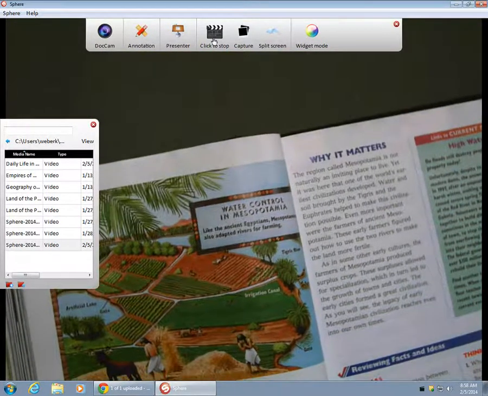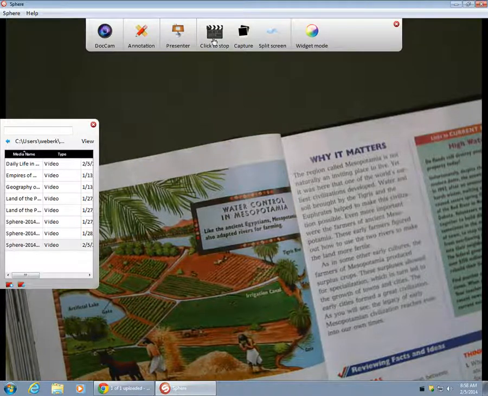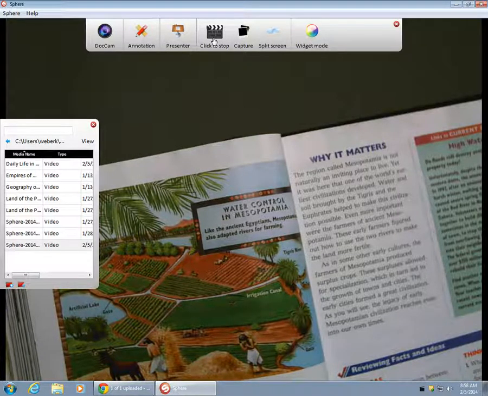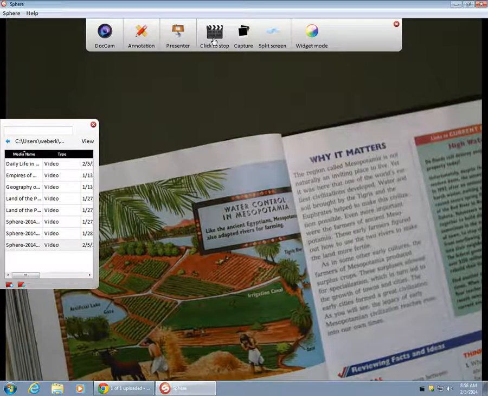So why does this all matter? The region called Mesopotamia is not naturally an inviting place to live, yet it was here that one of the world's earliest civilizations developed. Water and soil brought by the Tigris and Euphrates helped to make civilization possible. Even more important, the farmers of ancient Mesopotamia, these early farmers, figured out how to use the two rivers to make the land more fertile.